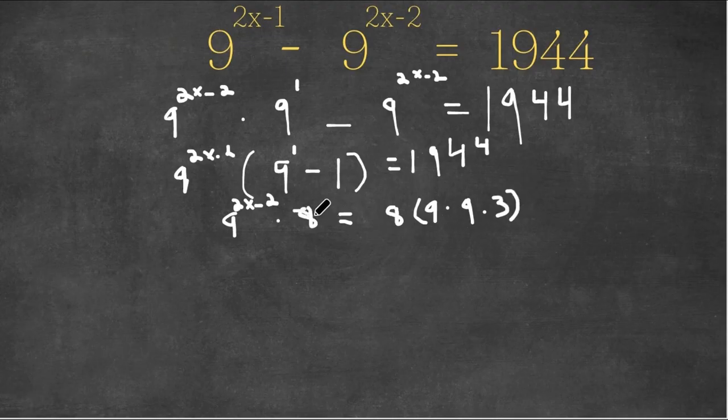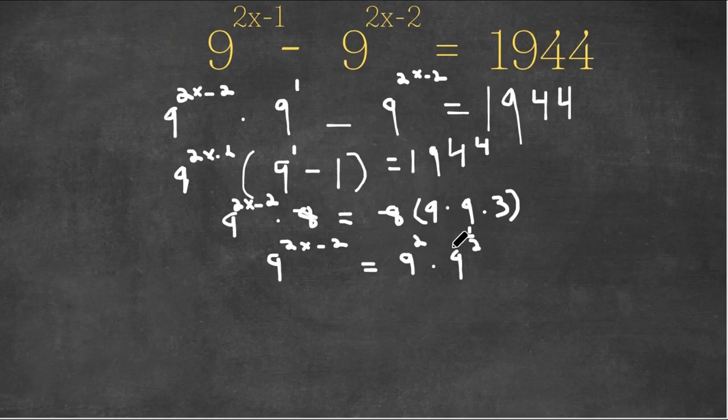So now these two 8s would cancel out, so this would be 9 to the power of 2x minus 2 equals, well, 9 times 9 is 9 squared times 3 is actually 9 to the power of 1/2. Because 1/2 is the same thing as the square root of 9, and the square root of 9 is 3. And now, as you can see, what I've done is I've made all the terms have a base of 9.